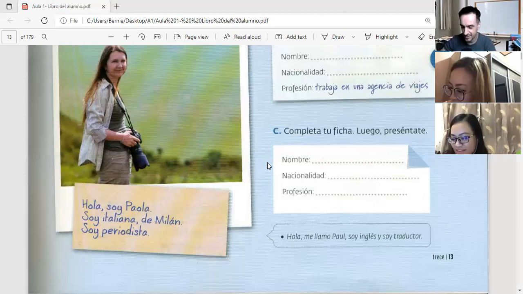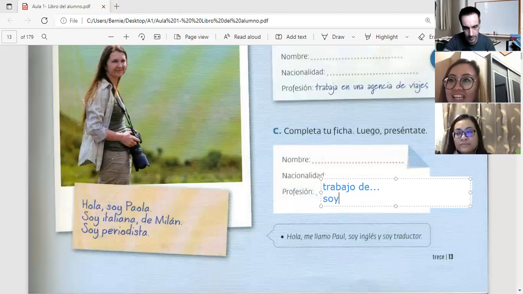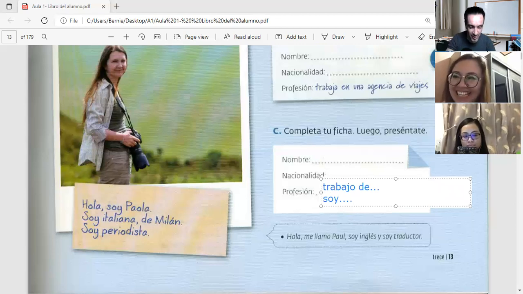Okay. I follow the example here. Yes. Hola, mi nombre es Loretta. Good. Soy Malasia. Muy bien. Trabajo de... or soy. Again, sorry, soy. Continue. Yes, you can say both. You can say trabajo de, like they say, or soy and the profession. Trabajo de. Yes, I work of. Soy estudiante. Muy bien, soy estudiante.